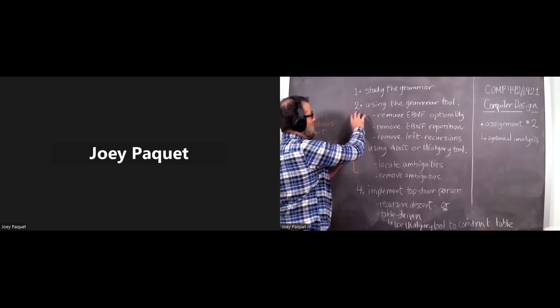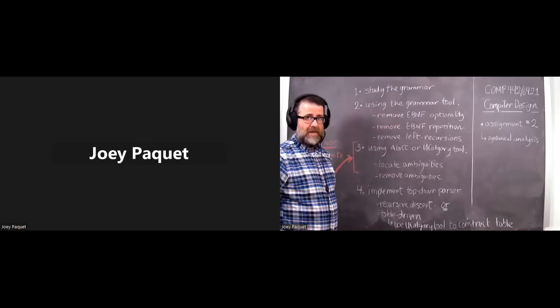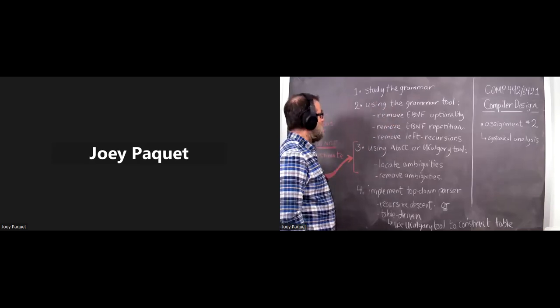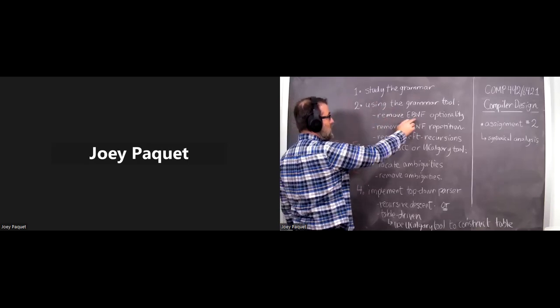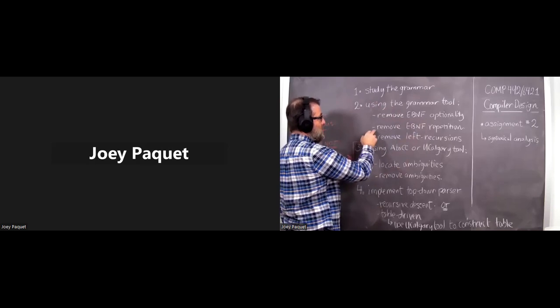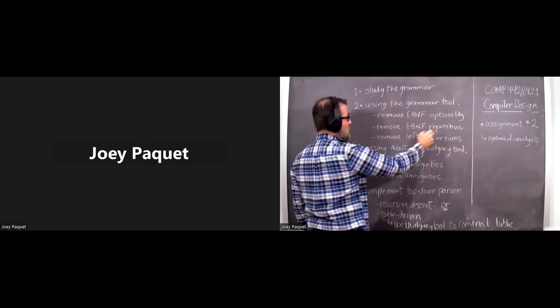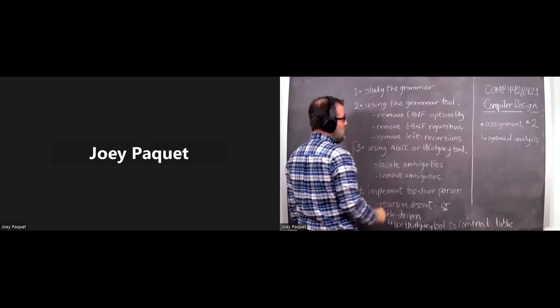Second, you should use the grammar tool, which is the tool that you have in the jar file in the assignment handout. This tool can help you to remove the EBNF optionality. It also can help you to remove the EBNF repetition. It also can help you remove the left recursions.